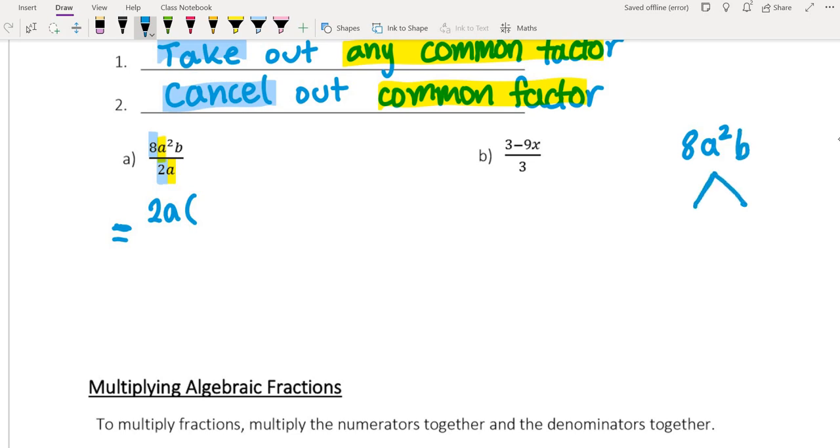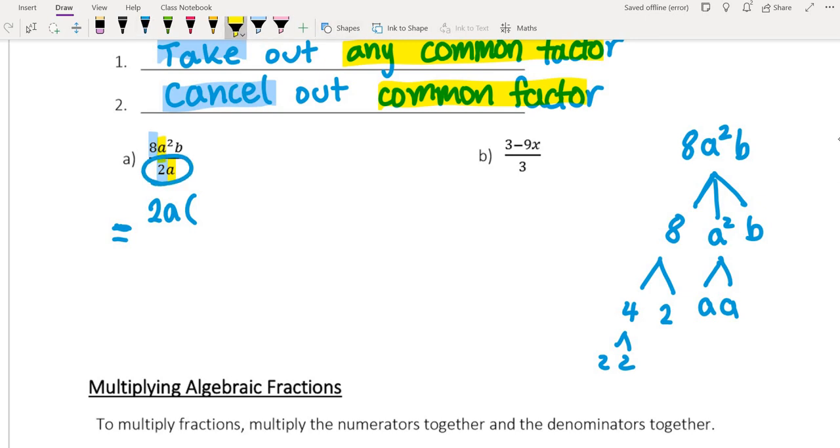So the top has 8a squared and b. 8 is made up of 3 2's, as you can see. A squared is made up of a times a, and b is just b. And on the bottom of the fraction, we have 2a. So as you can see, we have the 2 and the a in common. Hence, we want to take that out and leave the rest, which is 2a and b. So that's 4ab, like this. So we've factorized the top, and we just write the bottom as is.